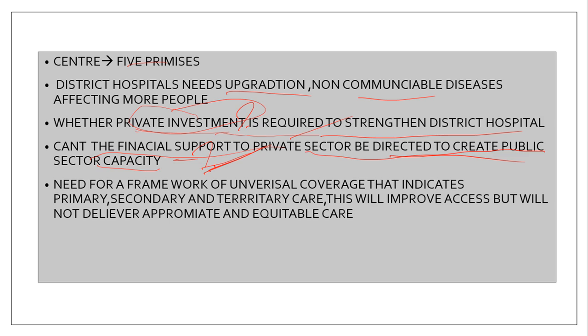And the center tries to argue that there is a need for universal health coverage, that indicates primary, secondary and tertiary services, but bringing in privatization could improve access and could improve quality, but at the same time it will not deliver appropriate and equitable care. That is, it could not bring in equality and the required target which the government seeks. Fine. So this is what the center argue.